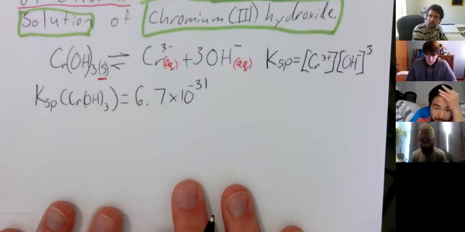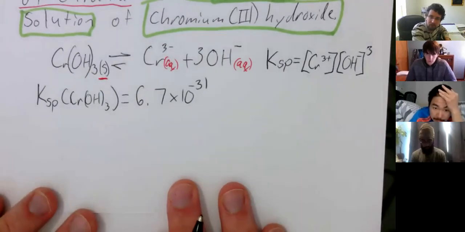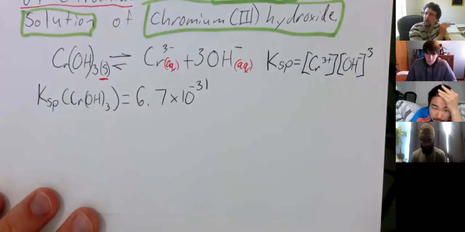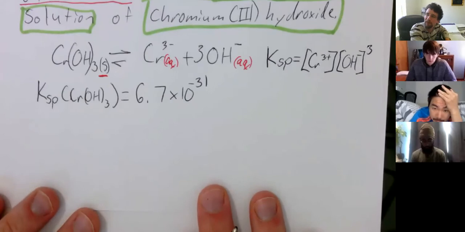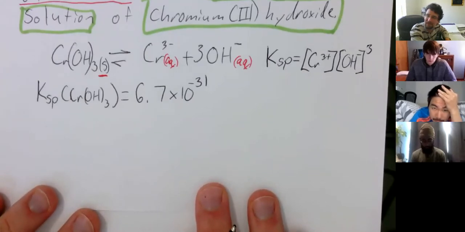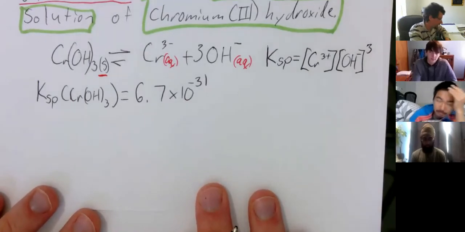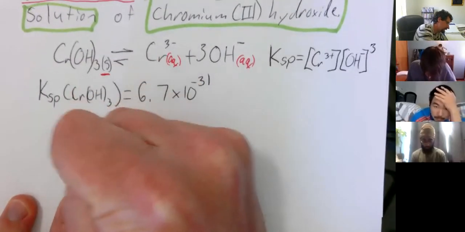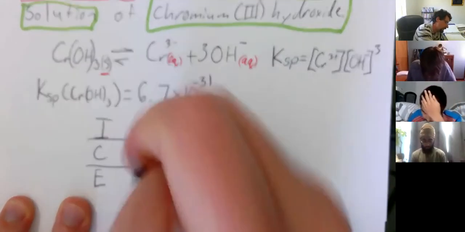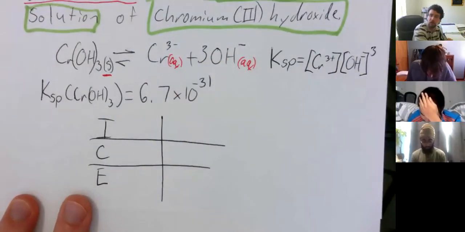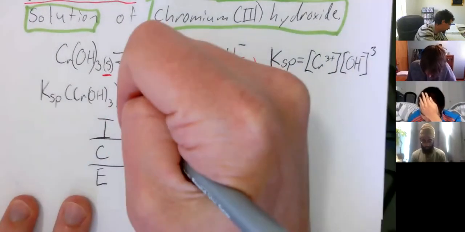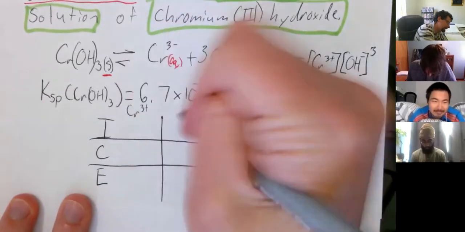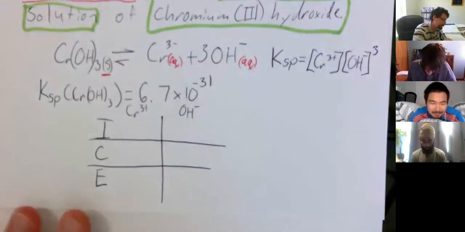So what do you suggest we do next? Or what do you always do with equilibrium type problems? Nice, an ICE table. So let's do that. We only have two things in our equilibrium constant: we have chromium 3 plus and we have hydroxide.